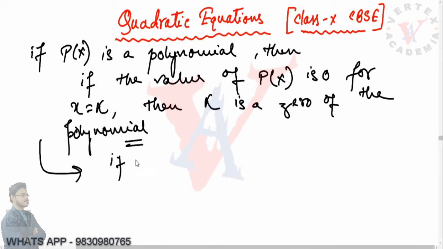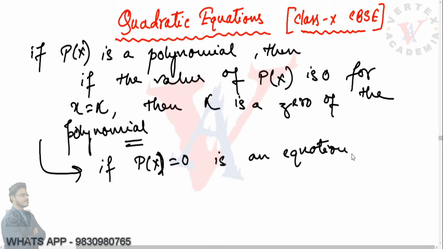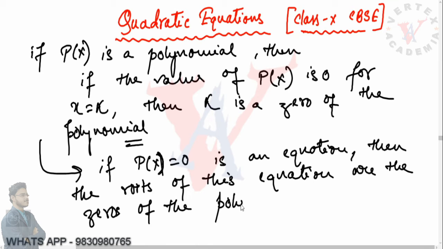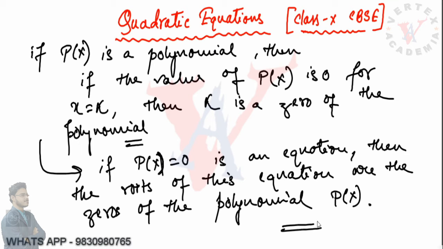Now if p of x equals 0 is an equation, then the roots of this equation are the zeros of the polynomial p of x.